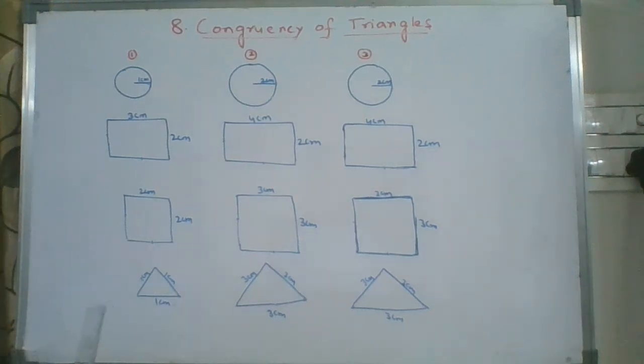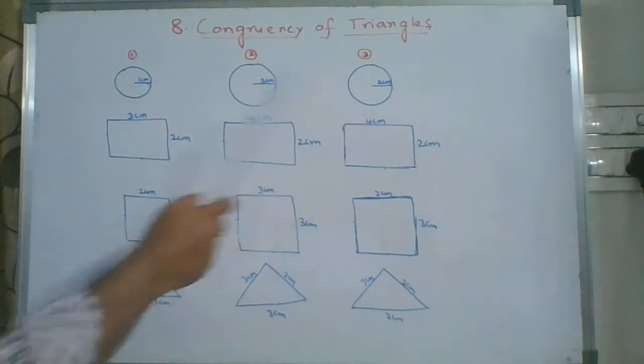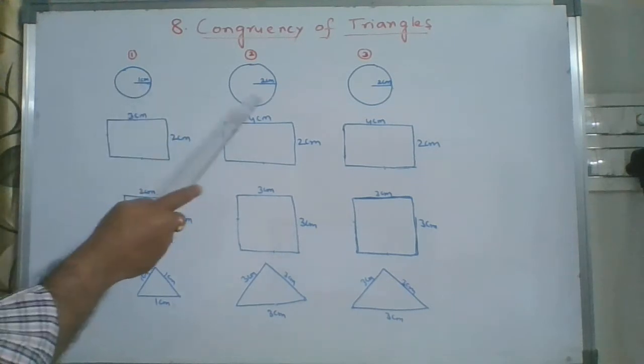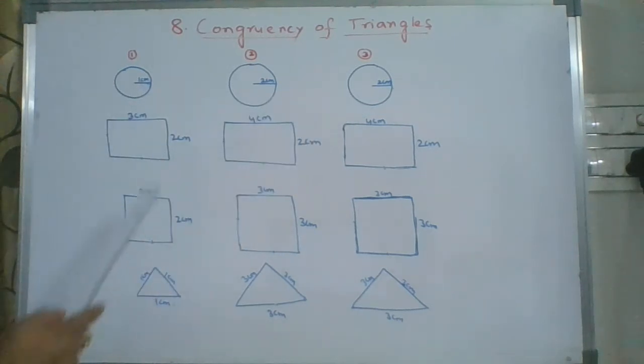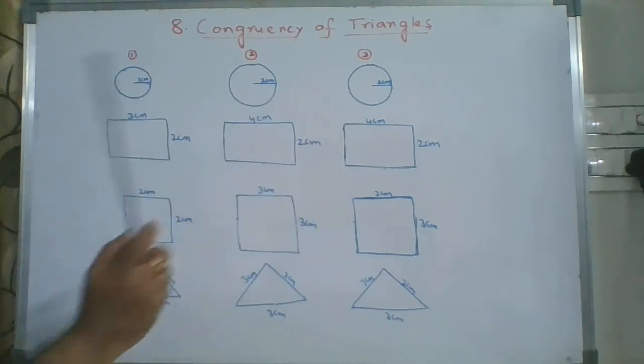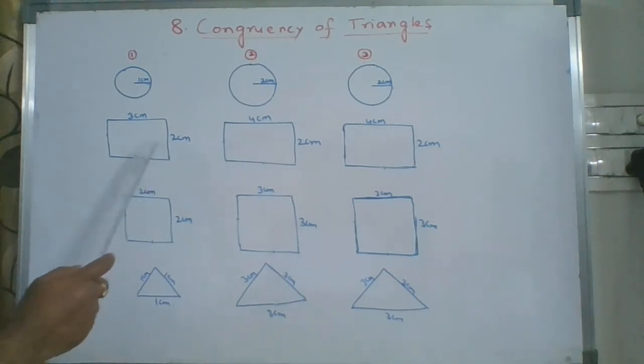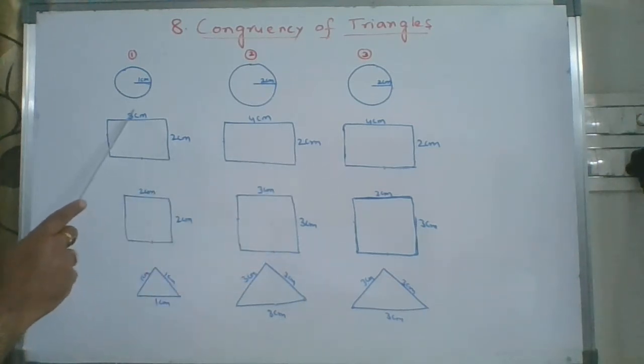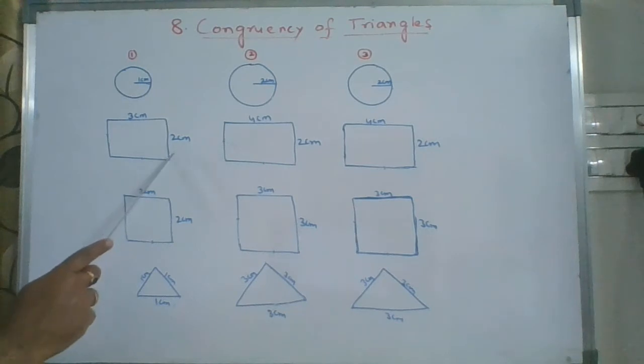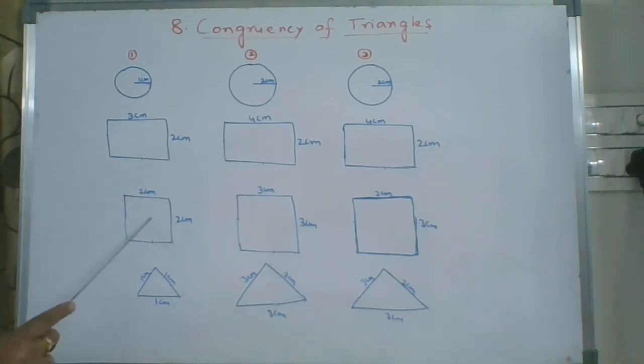Now, observe these shapes, children. So, these are circles, isn't it? These are rectangles. How do you identify that these are rectangles? Because this is length and this is width. If all the sides are equal, then it is called a square. So, these are all squares.